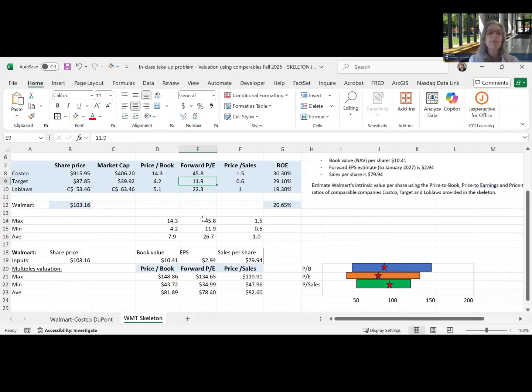So if Target is selling for 12 times earnings, the earnings per share will be 87 divided by 12, so Target's earnings per share is around $7.30 per share. So if someone's buying a Target share, they're going to pay around 12 times earnings. So that's how you get to the Target share price of $87.